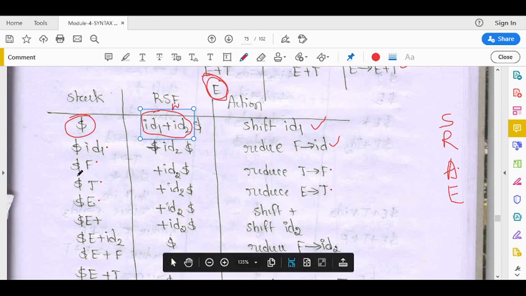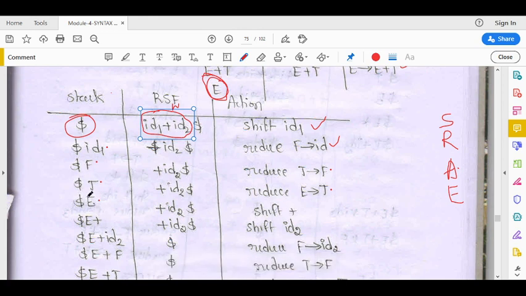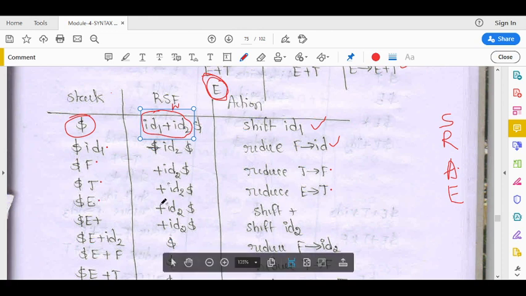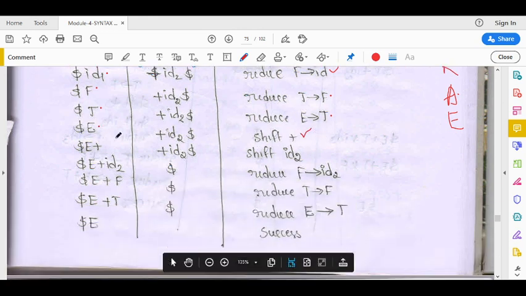Now, do I have any other production which I can reduce? E into any other productions? No, I don't have any other productions where I can further reduce e. So what I do, I encountered plus, push plus towards your stack. So that is your shift operation, right? So next, what did I encounter? I encountered e plus in my stack.